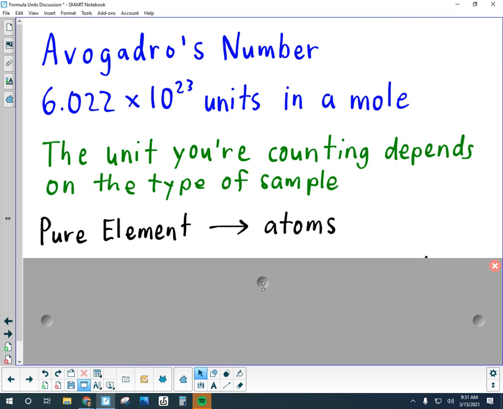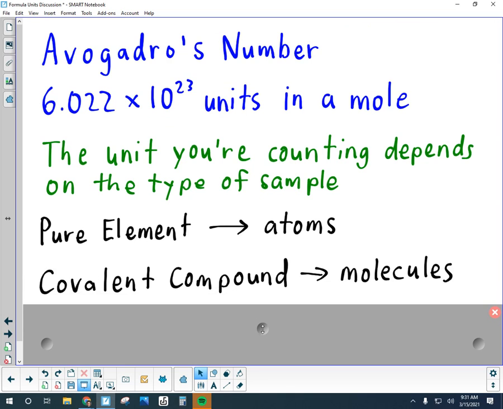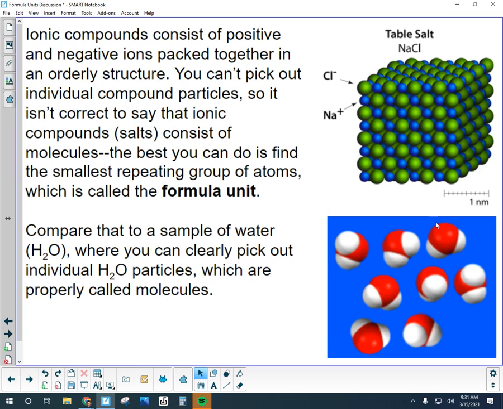I think the next easiest one to understand would be a covalent compound. Covalent compounds, typically between nonmetals, shared electrons, and we call the unit a molecule. So for example, if I had a sample of water and I zoomed in, I would see my H2O molecules, and they would exist as discrete particles. So if I have a mole of water, what I have is Avogadro's number of water molecules.